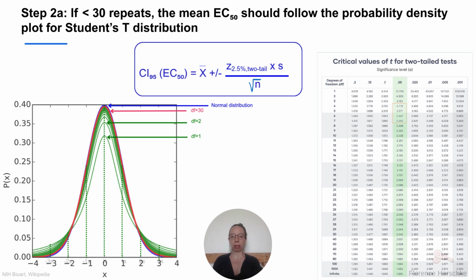It is the mean plus or minus the ratio of the z-score for 2.5% and a 2-tailed test, multiplied by s, so the standard deviation, and divided by the square root of n, the number of independent repeats. This ratio is actually called the measure of error, or MOE. This is important because what we truly want is to determine the CI95 properly.